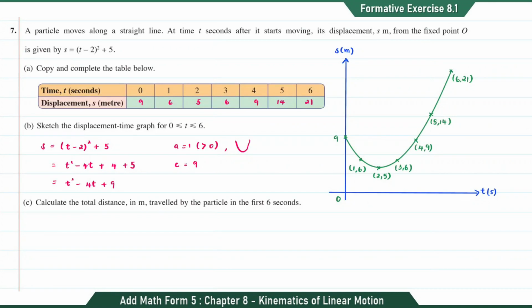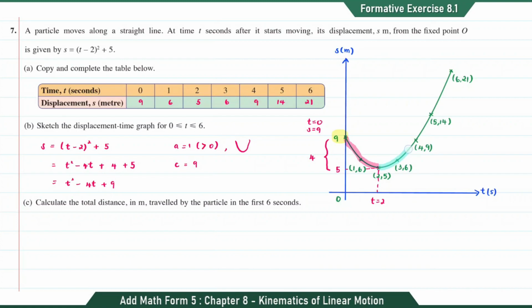Question C. Calculate the total distance in meter traveled by the particle in the first 6 seconds. So from the y-intercept here, which is t equal to 0, s equal to 9, the particle is at 9 meters to the right of the fixed point O at t equal to 0. So from t equal to 0 until the minimum point here, which is t equal to 2, the particle moves to the left until s is equal to 5. So the distance here from t equal to 0 to t equal to 2 will be 9 minus 5, which is 4.